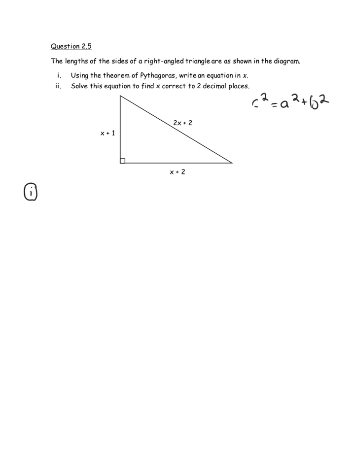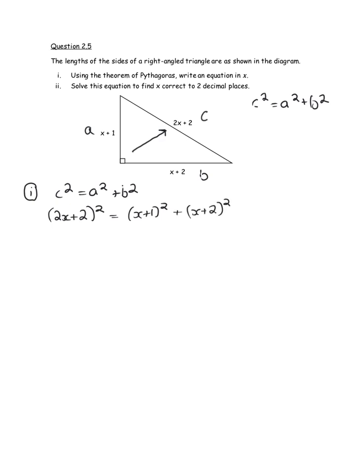Now, part i says using Pythagoras theorem, so I'm going to write out Pythagoras theorem again. So c squared is equal to a squared plus b squared. We know that c is the longest side, and it's also the side opposite the right angle. So in this one, it's going to be 2x plus 2, and that's c. And then it doesn't matter what the other sides are, one has to be a and the other has to be b. So we just fill it out, so it becomes 2x plus 2 squared is equal to x plus 1 squared plus x plus 2 squared. Now that's part i completely finished because we've written an equation in terms of x using Pythagoras' theorem.